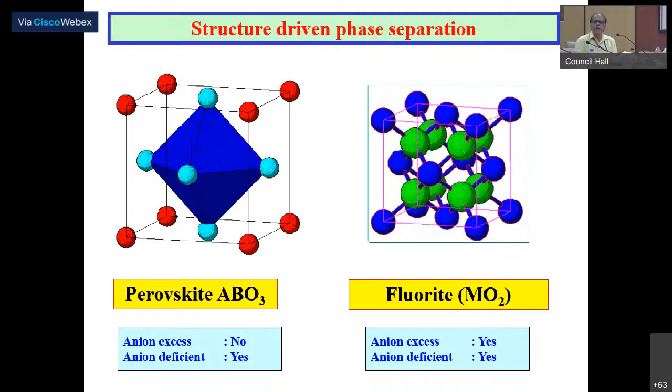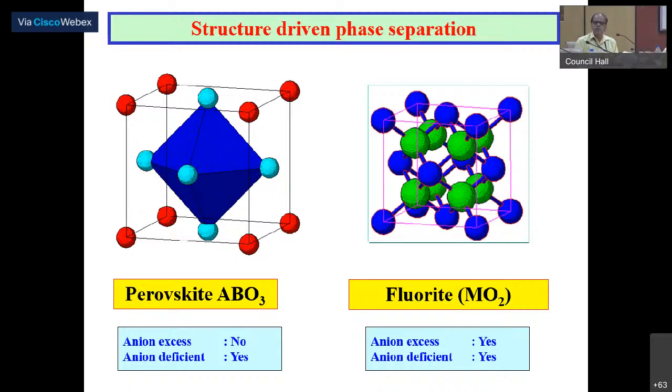Two examples, and then I will try to conclude my talk. Two simple concepts of materials chemistry which have been adopted at industrial scale. You can see the kind of impact which these concepts can make. Right side is the structure of fluorite, MO2. Left side is the structure of perovskite, ABO3. Perovskite structure cannot accommodate anion excess. You cannot make ABO3+x, but you can make anion deficient. You can make ABO3-x. Whereas in fluorite, you can make both. You can make UO2±x.